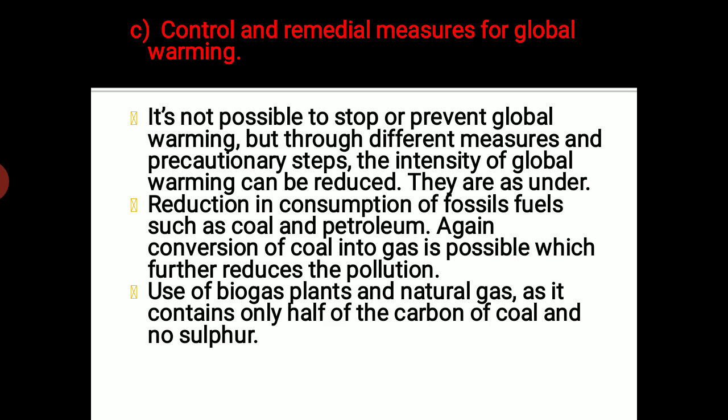Next is we can use the biogas plants and natural gas as it contains half the amount of carbon. If we use petroleum, fossil fuels, maybe coals, that releases more amount of carbon dioxide as compared to the natural gas or the biogas. So if we start using this biogas or natural gas, then what happens is the amount of the carbon in the atmosphere or sulfur in the atmosphere can be controlled to an extent.